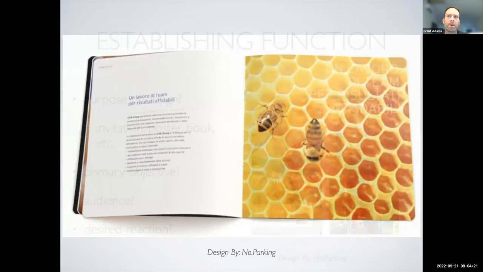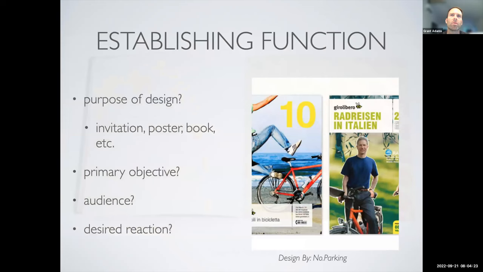And of course, I'll mix in some graphic design pages along the way. So first off, let's talk about establishing the function of your design. So fundamentally, what is the purpose of your design? It could be an invitation, could be a poster, maybe it's a book. What's the primary objective? So let's use the poster as an example. So let's say you put a poster on the wall. What's the objective of that poster? Well, maybe it's to get somebody to go to a particular event, to make somebody aware of a particular event.